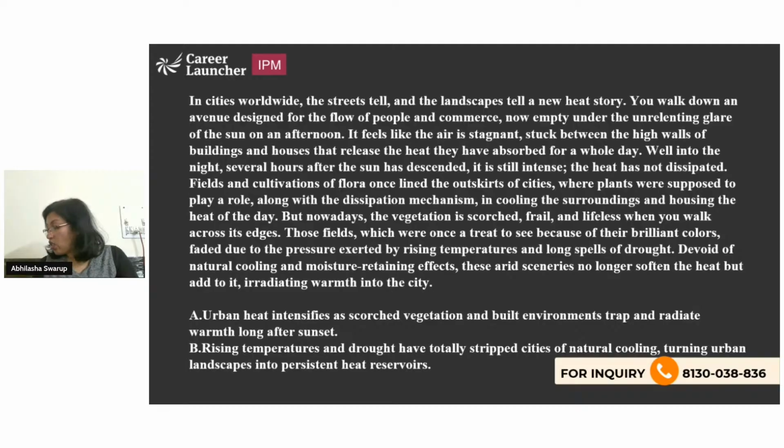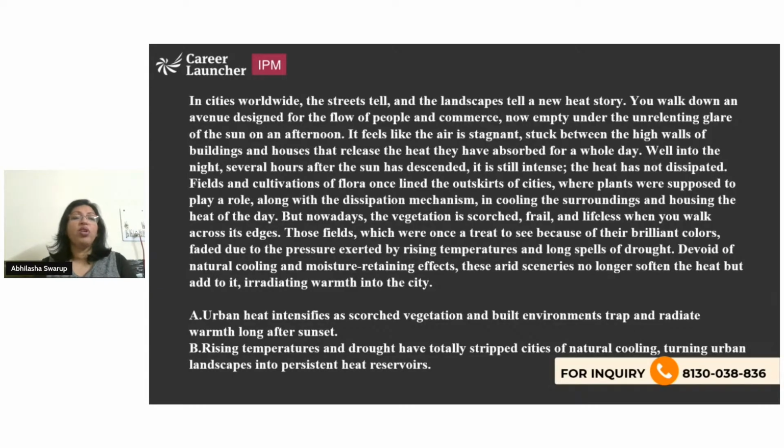Now, this is a very interesting story about how urban heat is actually getting trapped, and therefore nights are as hot as the days are. Okay, the heat doesn't go down really. So let's read this. In cities worldwide, the streets tell and the landscapes tell a new heat story. So there is something very different that's happening.